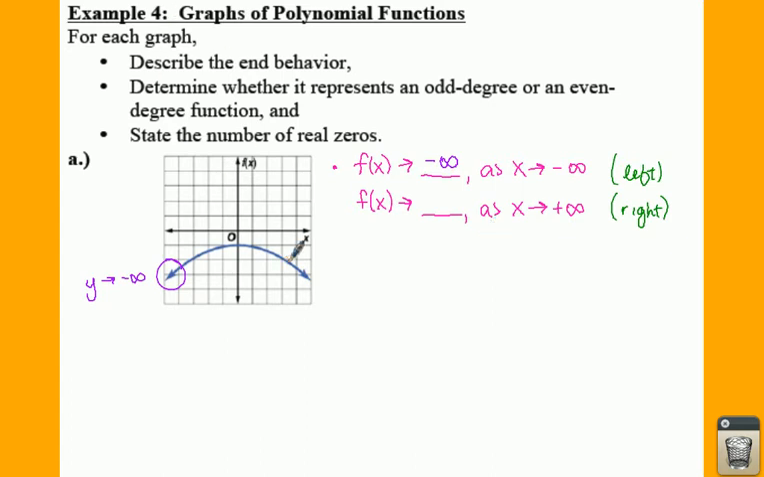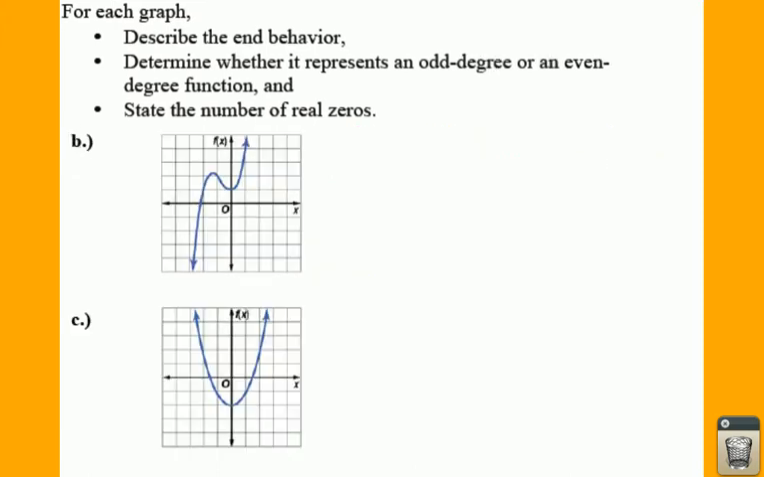On the other side, your right side, you have this arrow pointing down once again, so this is going to be negative infinity also. So if you just remember what's in the pink here, this is your template. You can write out your template for every single problem, and then all you have to fill in is what your y value is doing. So if we go to B and C, you could write out your end behaviors.